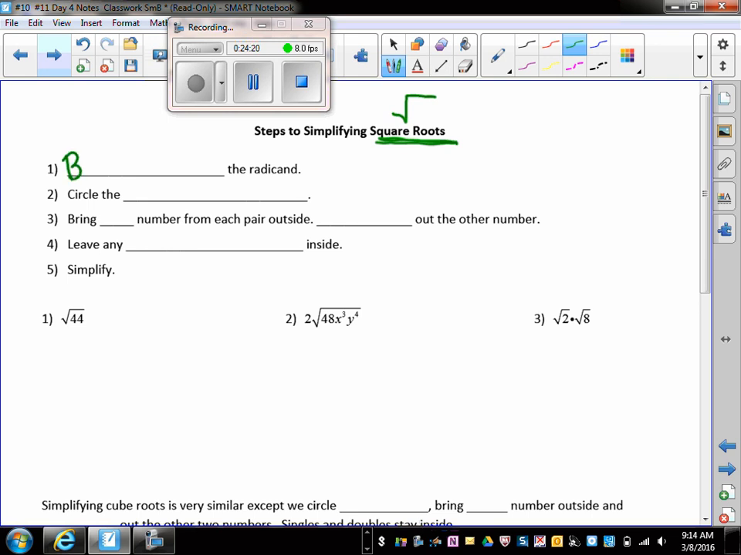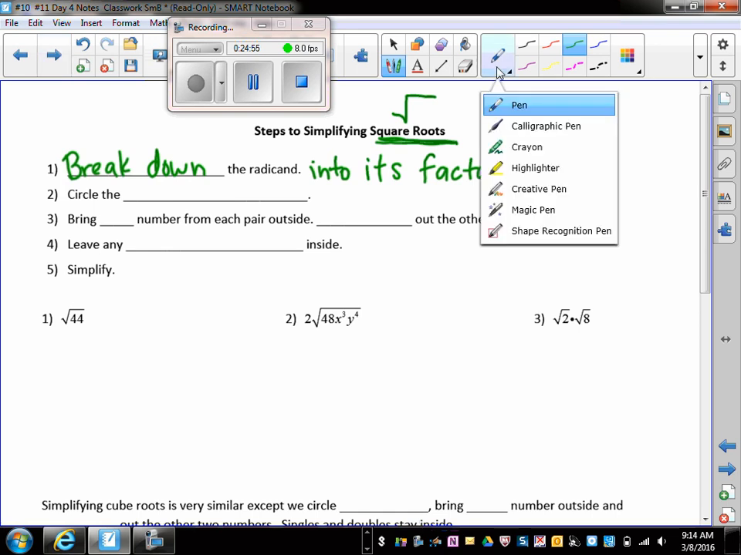Break down the radicand into its factors. And factors are the numbers that you multiply to get that value. It's the prime numbers you multiply by to get that value. So the smallest numbers you pick. So we'll kind of do number 1 together as we go through the steps so you can see what we're talking about.